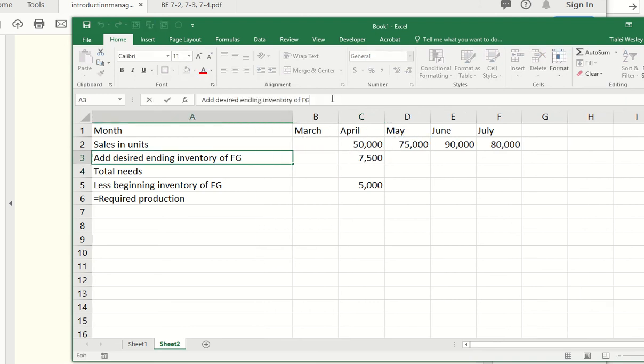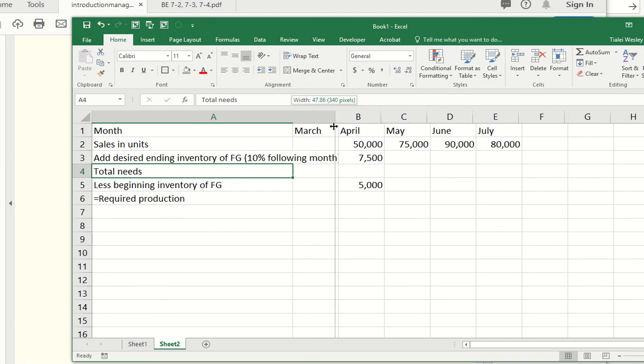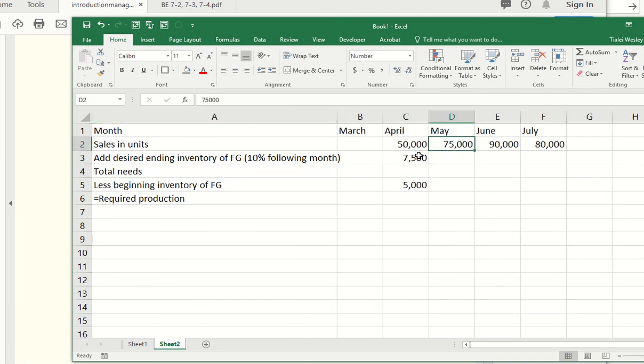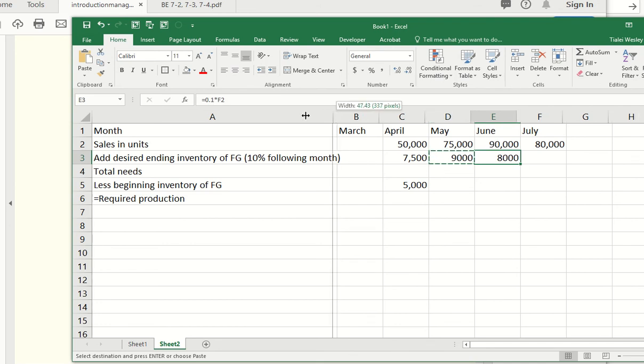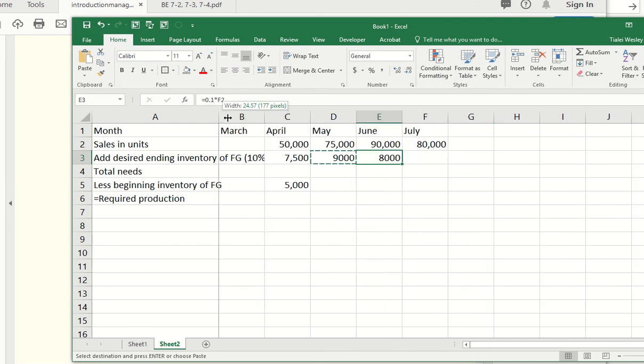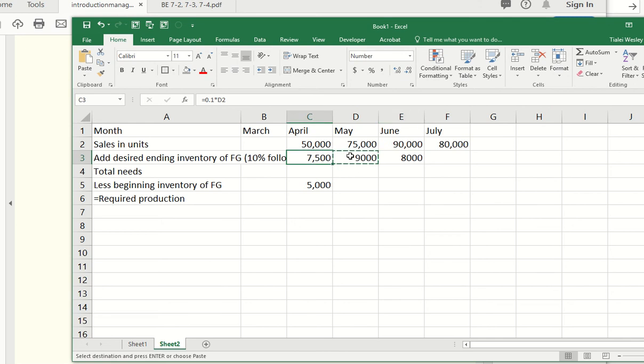And I could put a note in here if I wanted to, 10% of the following month's sales, right? And I could make this a little larger, right? So 10% here, 10% of this amount, 10% of the following month, 10% times the following month. And I could even copy this over, right? And so it looks like for April, I need 7,500, I need 9,000 and 8,000 for the following months. So I'll calculate everything that I need. I need the sales that I think I'm going to have and then 10% of the following month on hand.